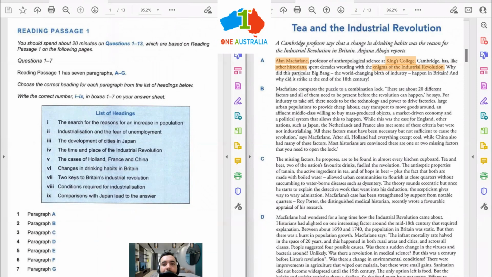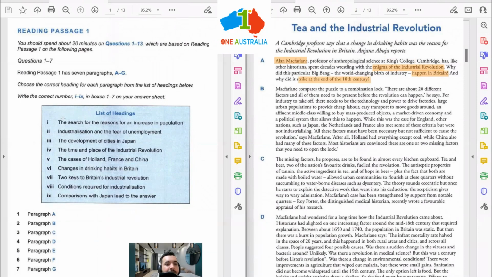They're saying, why did this particular Big Bang, the world-changing birth of industry? So Big Bang here refers to this world-changing event, which is what? The birth of industry in Britain. They're saying, why did it take place in Britain first? And why did it strike at the end of the 18th century, right? So broadly, this paragraph says that this person is studying this phenomenon of the industrial revolution. And what he's trying to find out is why it specifically happened in Britain and why it took place at the end of the 18th century.